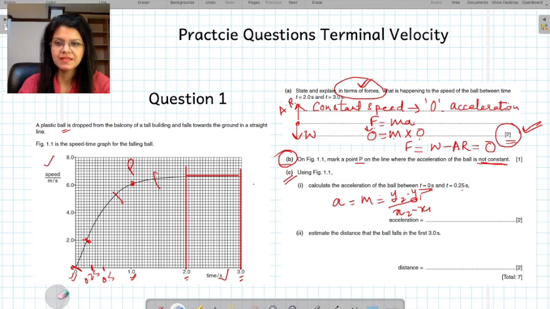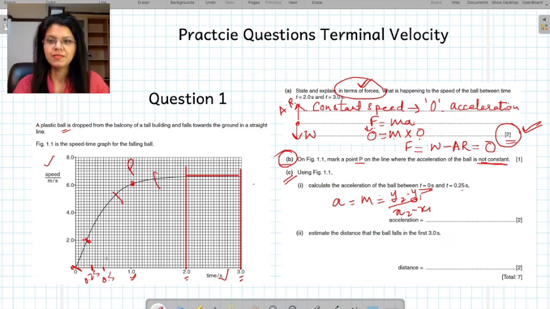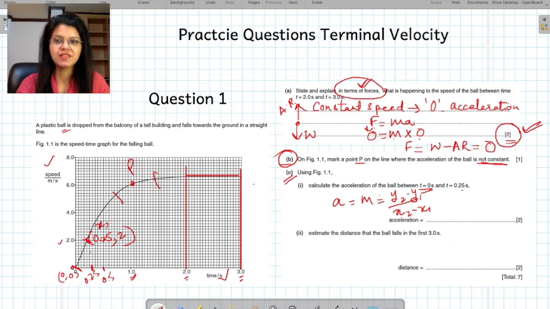clear this part of the screen so that we can write here. So you have your points. One of the points could be here, 0 and 0. Other point here. What is the x coordinate? 0.25, and the y coordinate here is 2. Let us say this is x2, y2. This is your x1, y1.